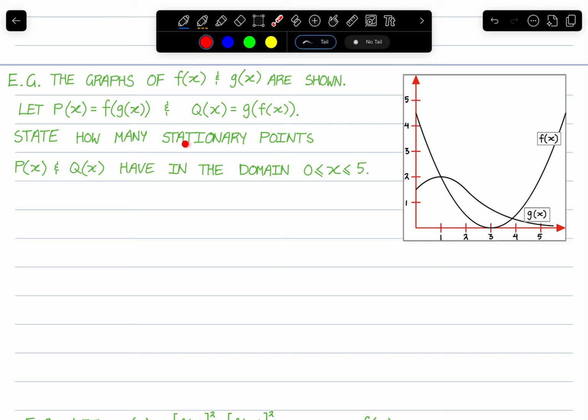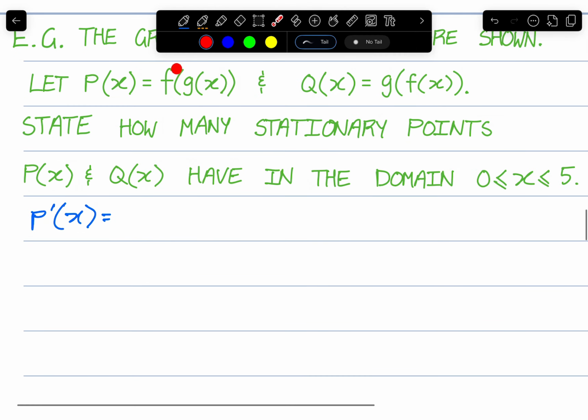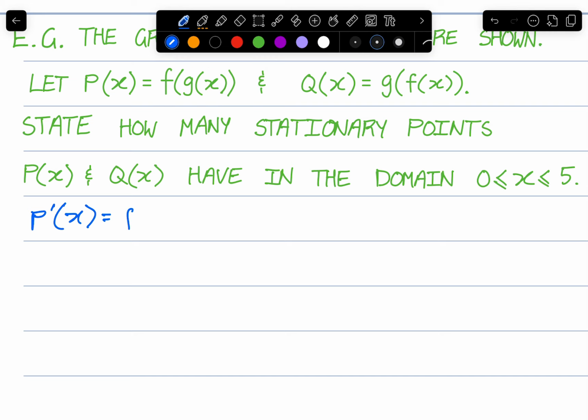Well, first, the moment you see this idea of stationary points, this would involve the derivatives of some sorts, especially since they are a composite function. So p prime of x is taking the derivative of this expression. The derivative of this is differentiate the outside first, keeping the inside the same, and we multiply this with the derivative of the inside, which I'm going to simply write as g prime of x.